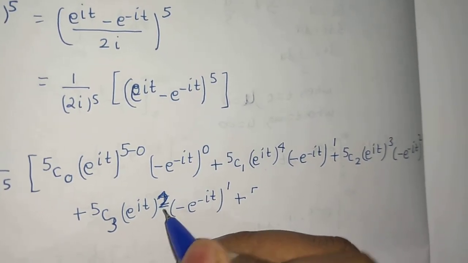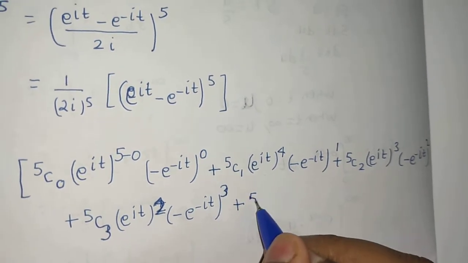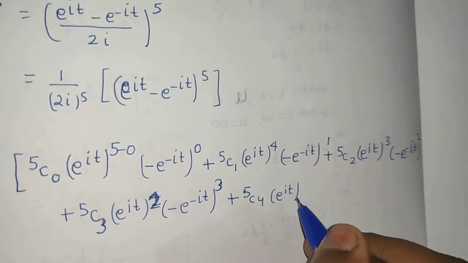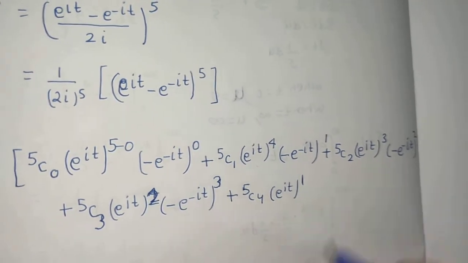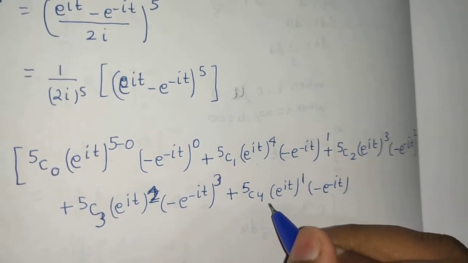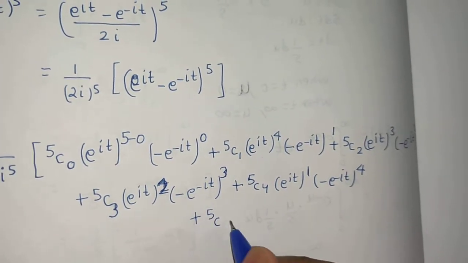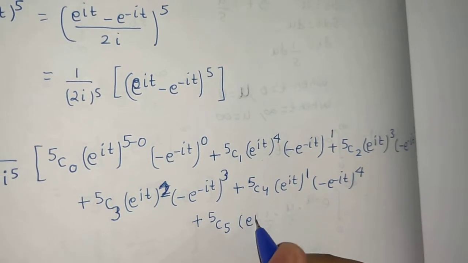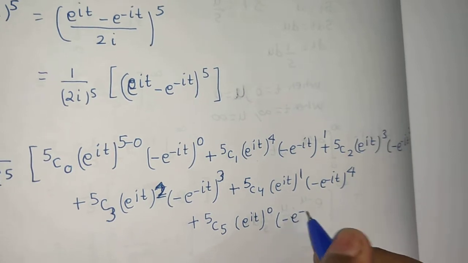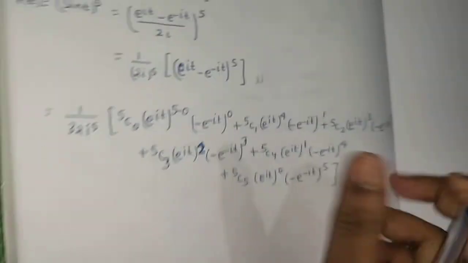And you will get the bottom index 3 here, followed by 5c4 e power it raised to power difference which is 1 and minus of e power minus it raised to power bottom index which is 4. And then finally 5c5 e power it raised to power difference which is 0 and minus of e power minus it raised to power bottom index. Now this was the whole expansion.